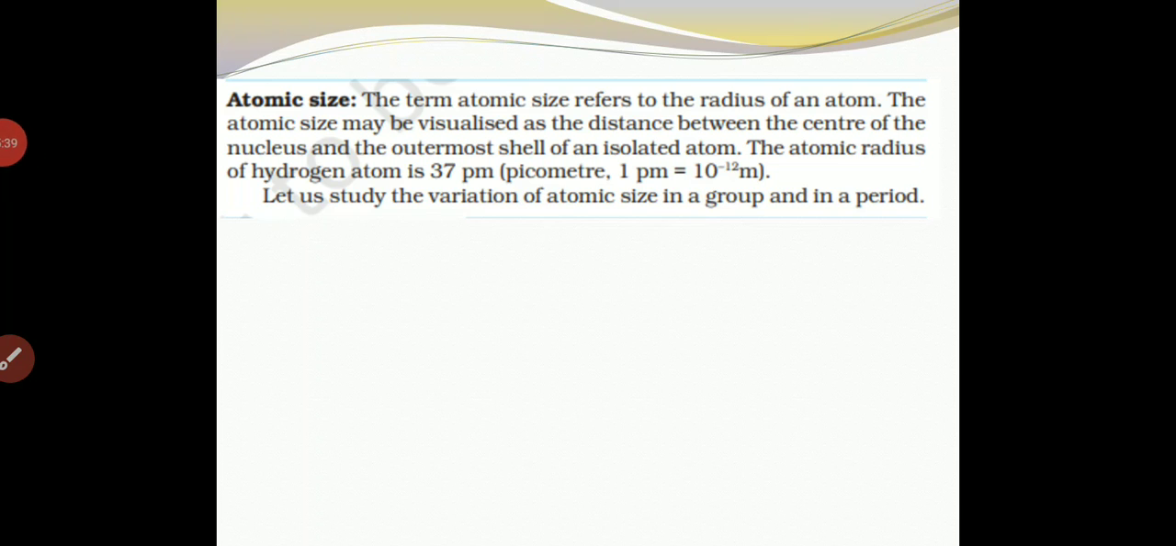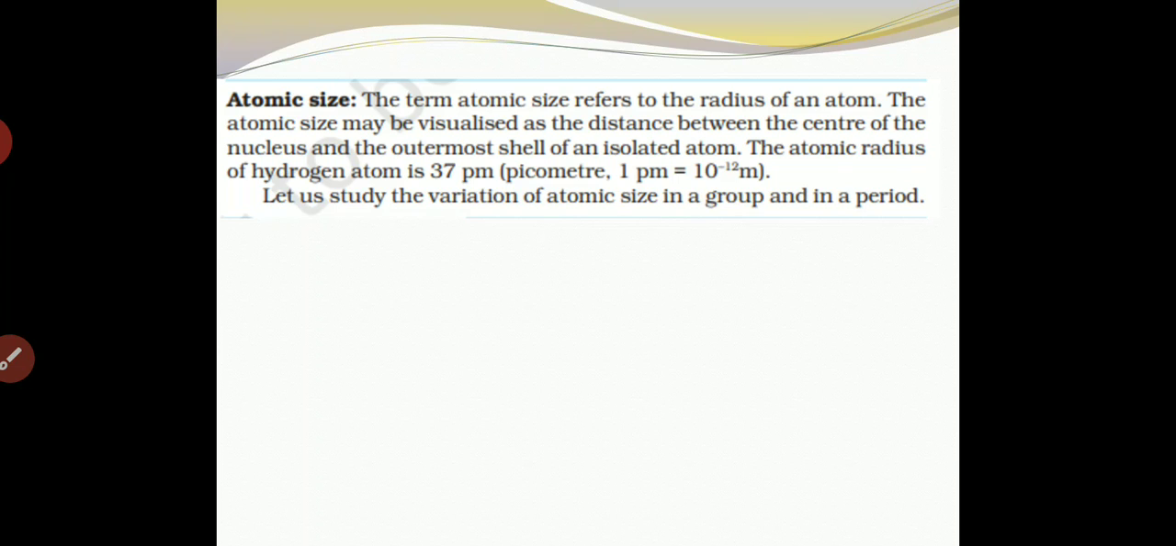Now, atomic size. The term atomic size refers to the radius of an atom. The atomic size may be visualized as the distance between the center of the nucleus and the outermost shell of an isolated atom. Atomic size means the distance between the nucleus, which is present exactly at the center, and the outermost shell of an isolated atom.